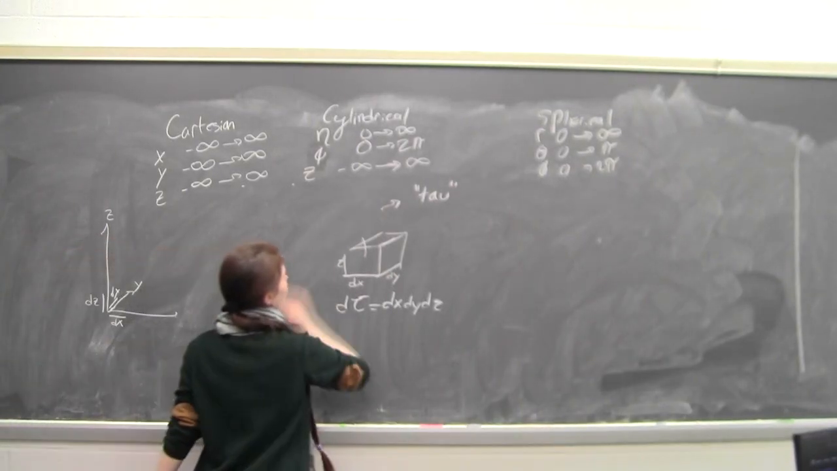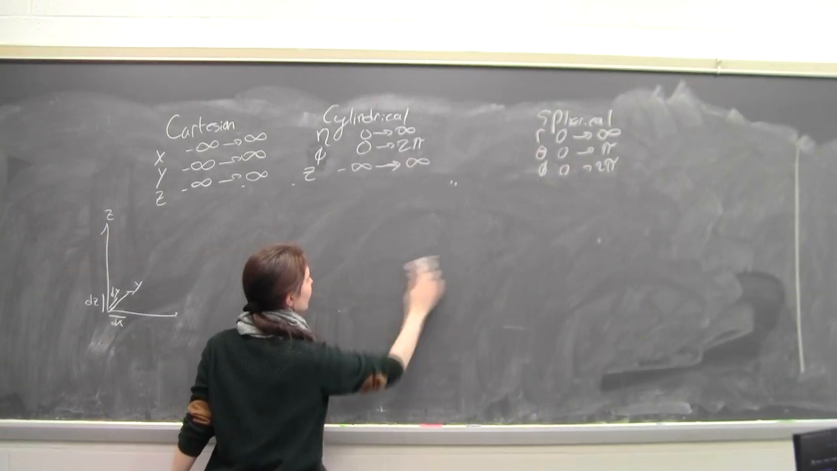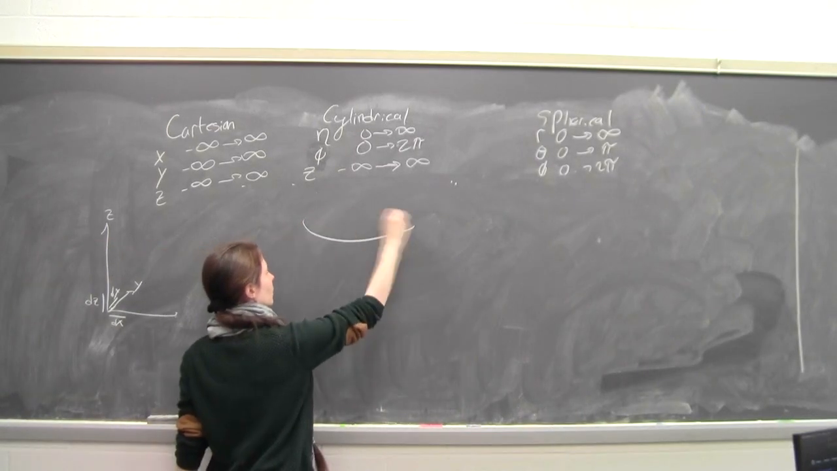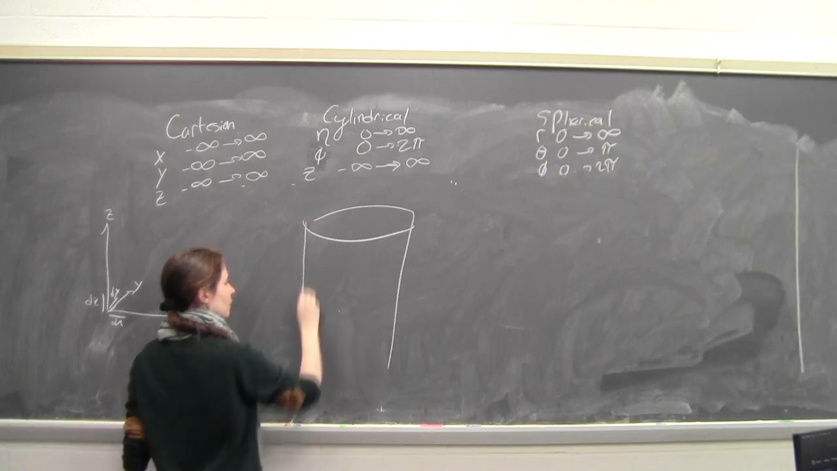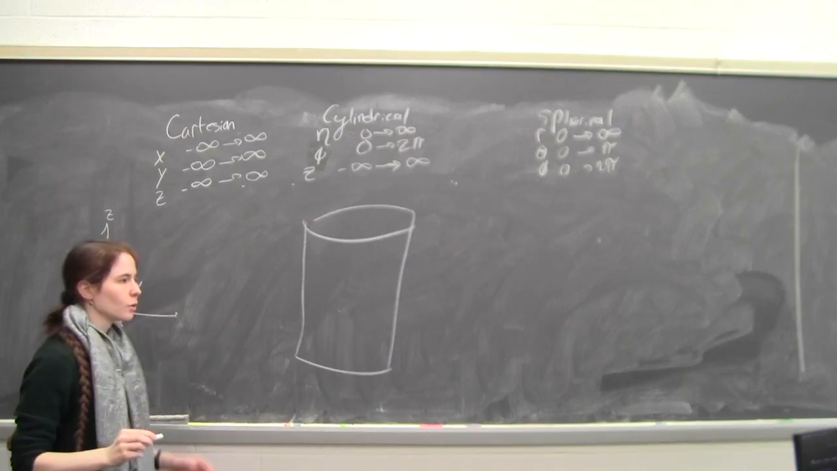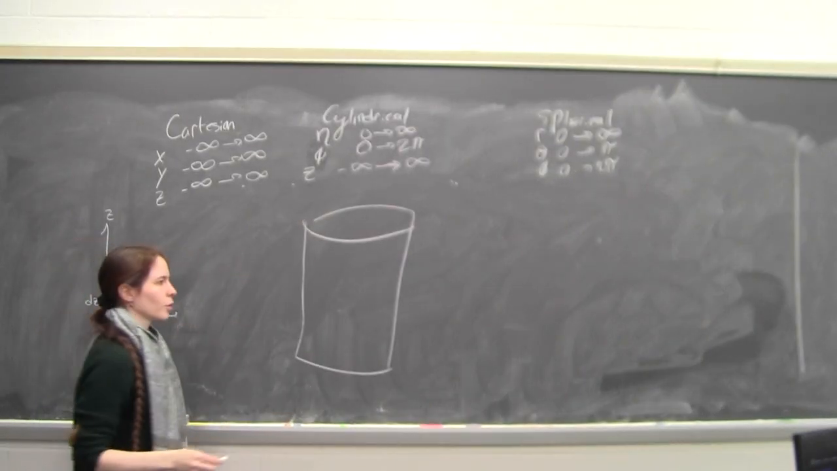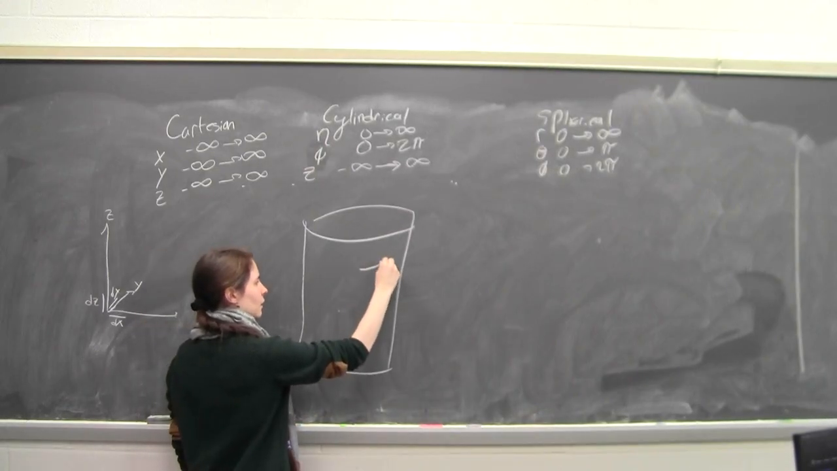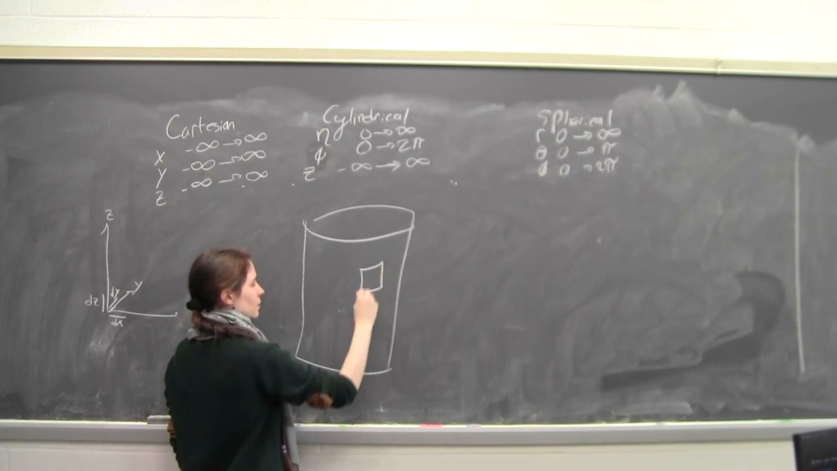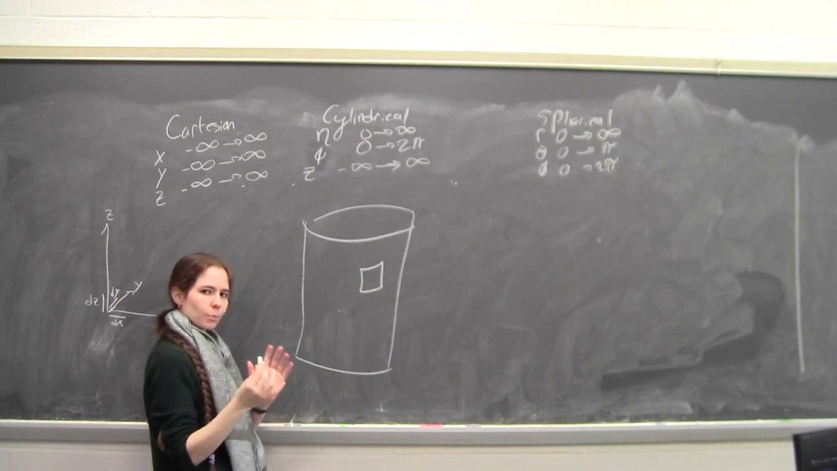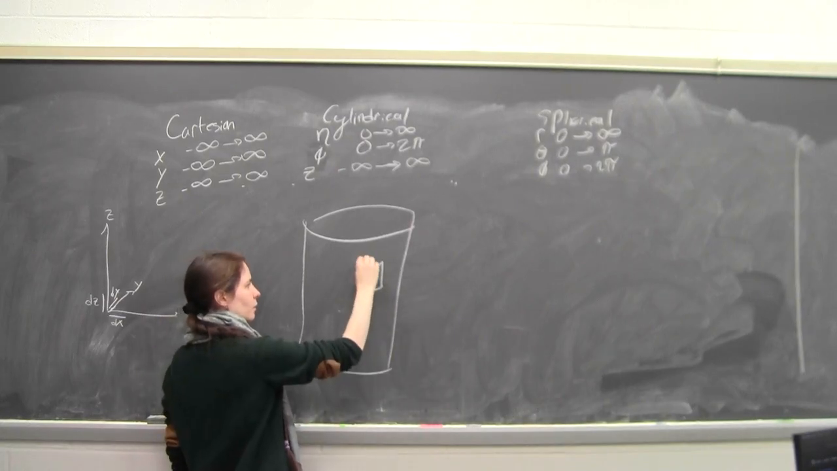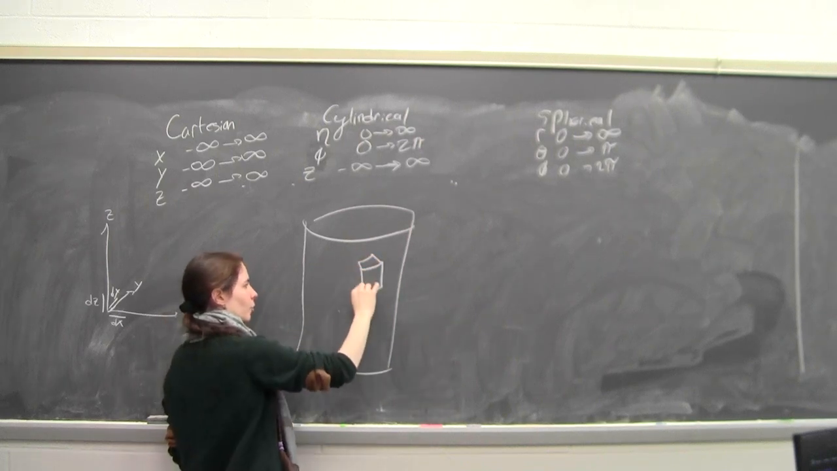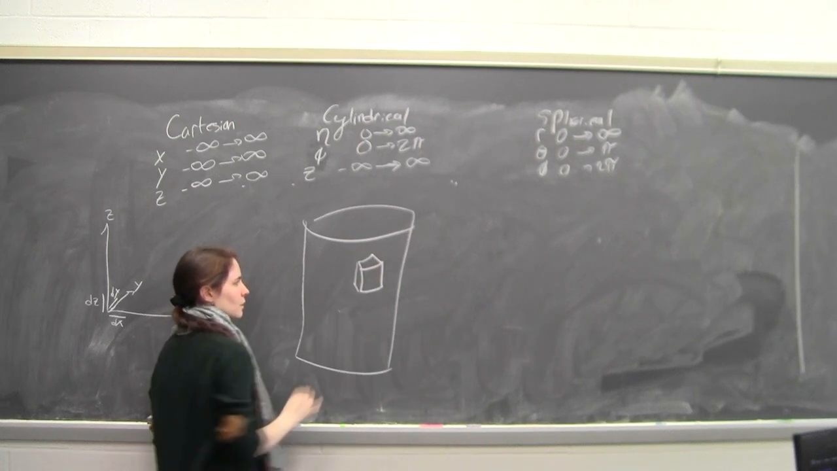So let's think about what would happen in a cylinder. We have our cylinder, and I want to find a little bit of the volume of the cylinder. So I'm just going to draw the little bit of volume here. I'm making a little patch that's approximately a square. It's got some curves to it. And then I'm moving into the cylinder a little bit to make a little cube.